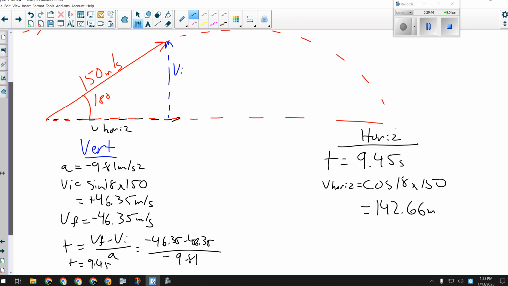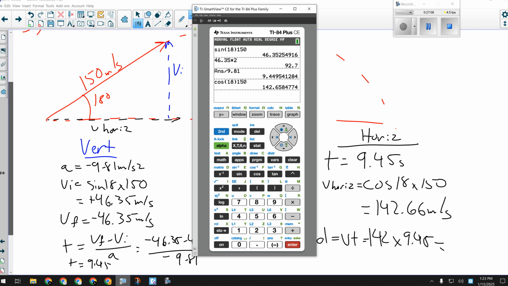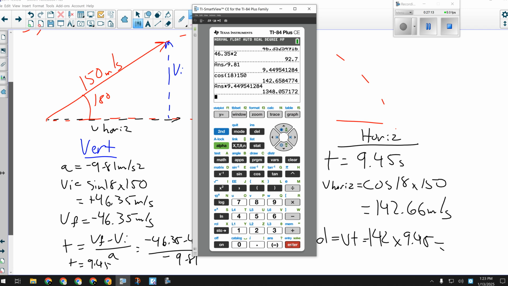meters per second. Okay, now that I know V and T, I can calculate D because horizontally it travels at a constant velocity, so it's just V times T. So the 142 with all the decimals times 9.45 with all the decimals. All right, so we're looking at 1.3 times 10 to the 3 meters.